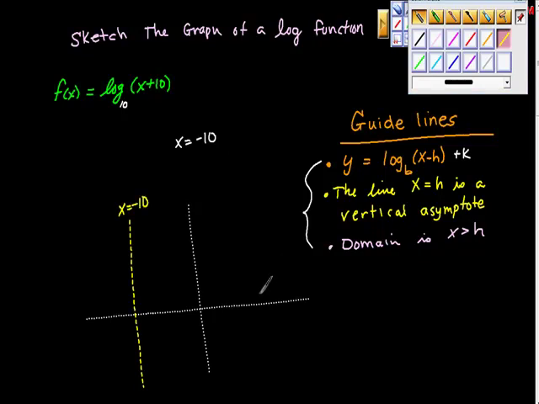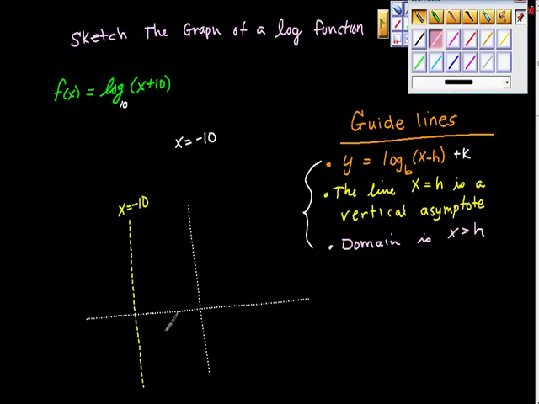Now remember that the value in here has to be a positive number. That's why we can't have x equal to negative 10. We also know that the domain has to be x greater than h, because this has to be a positive number. Any number smaller than negative 10 would make this a negative number, and that's not a possibility for us. We also know that the domain here is x greater than that h value.